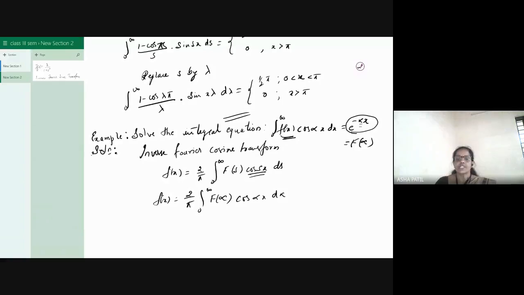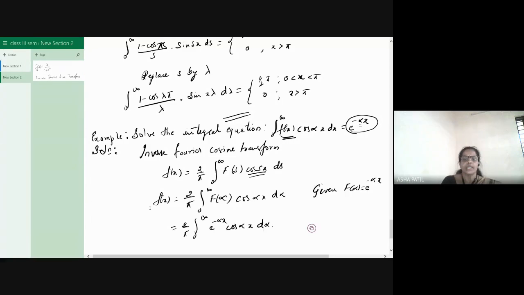Now what is f of alpha now? Write it. Given f of alpha is equal to the RHS here. F of alpha is e raised to minus alpha. Okay, substitute it. 2 by pi integration from 0 to infinity e raised to minus alpha into we have cos alpha x d alpha. Now evaluate this integral with respect to alpha. How to integrate this?